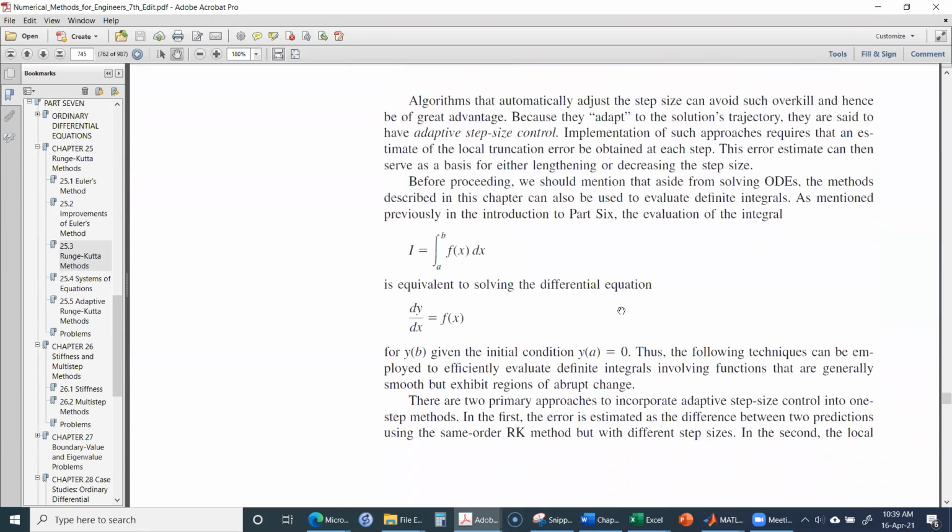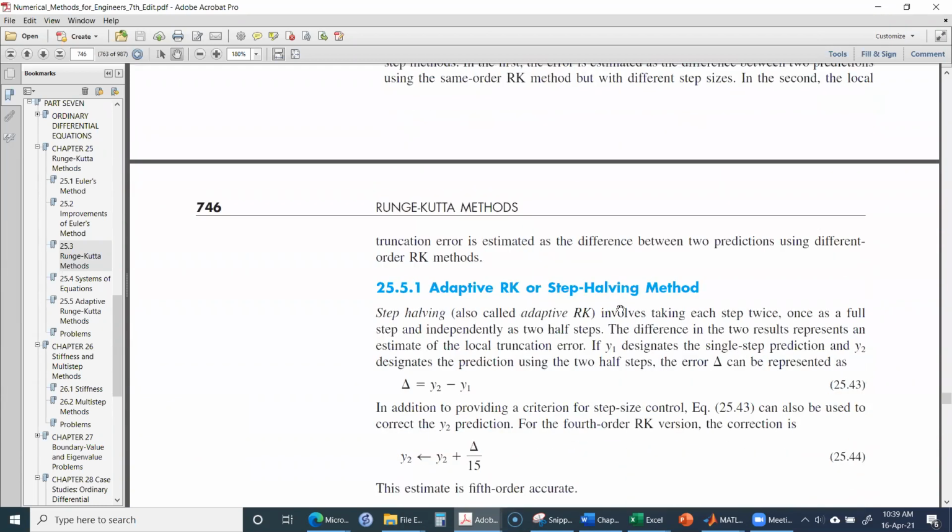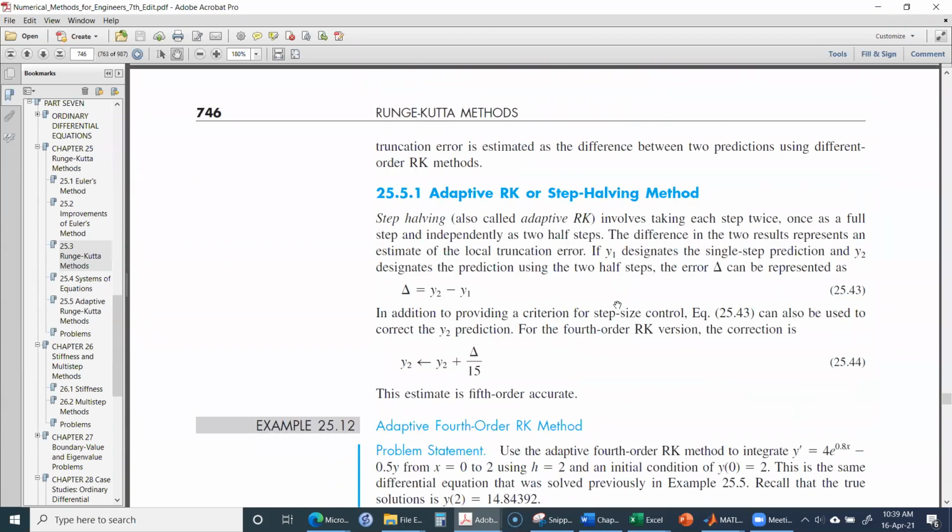So for this, there are certain algorithms. The first such algorithm is called the adaptive Runge-Kutta or step halving method. In the step halving method, also called the adaptive Runge-Kutta method, it involves taking each step twice, once as a full step and independently as two half steps. The difference in the two results represents an estimate of the total truncation error.